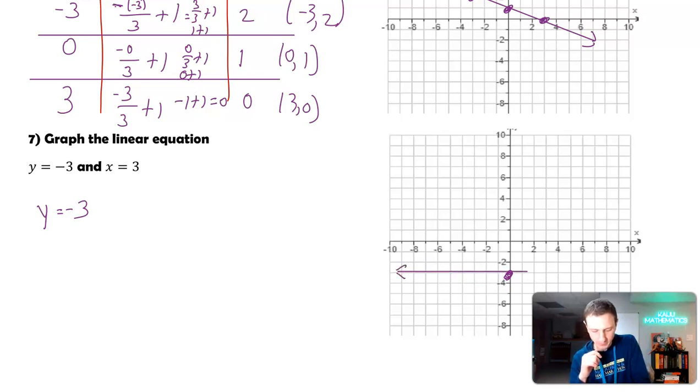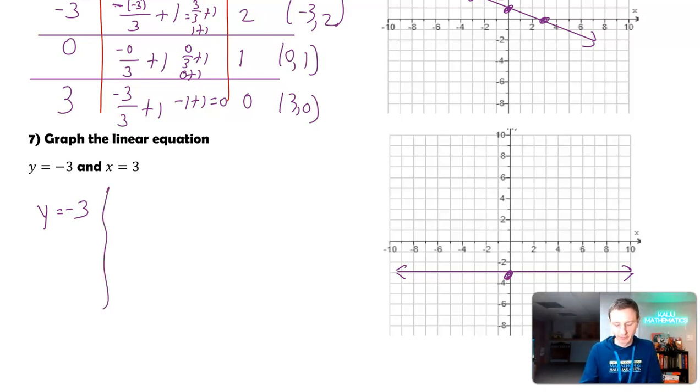There it is. So it would just be a horizontal line along y equals negative 3, because it exists everywhere, y is equal to negative 3. So we just have a horizontal line along y is equal to negative 3.